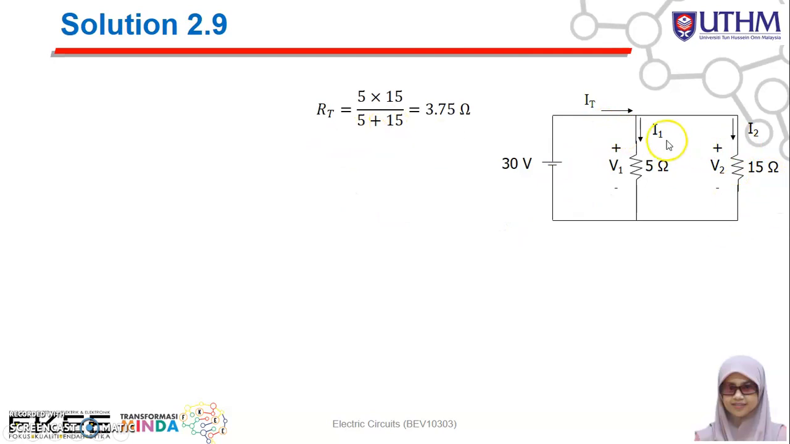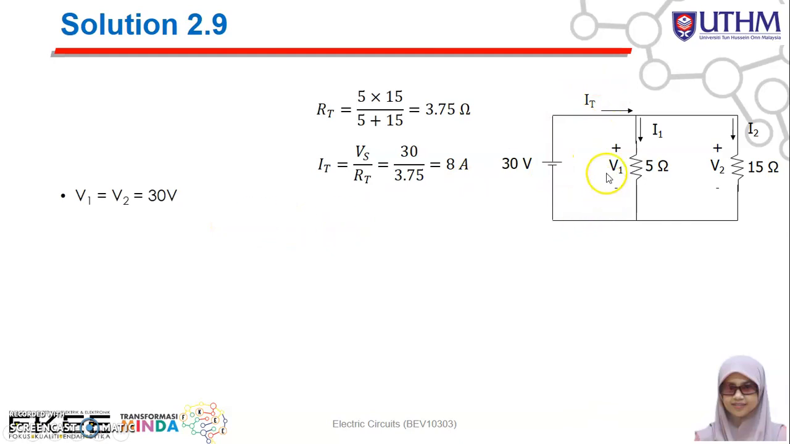So RT in this case is equal to R1 multiplied with R2 divided by R1 plus R2. Here R1 is 5 multiplied with 15 over 5 plus 15, equal to 3.75 ohm. Next, IT. IT is equal to V supply over RT. So V supply 30 over 3.75 is equal to 8 ampere. So I total, which is I coming from the supply, is equal to 8 ampere.